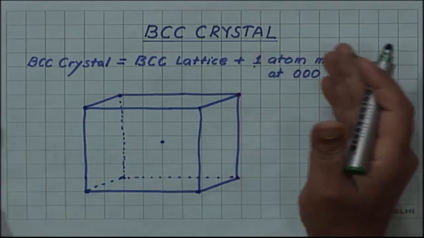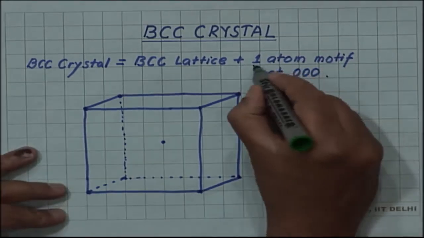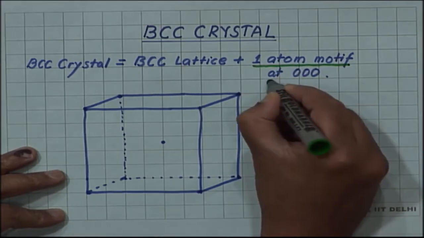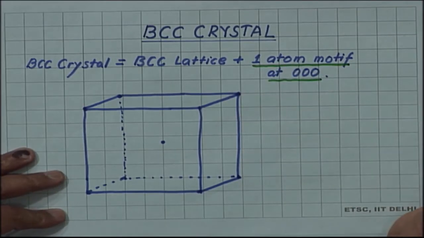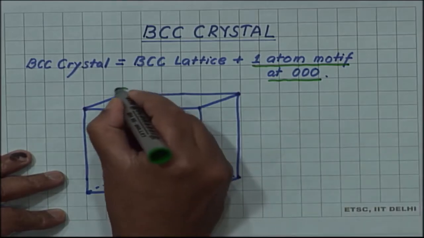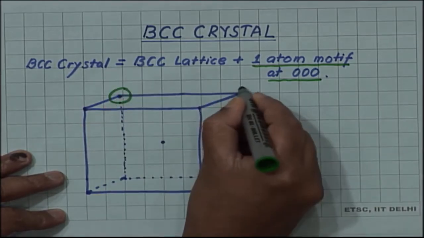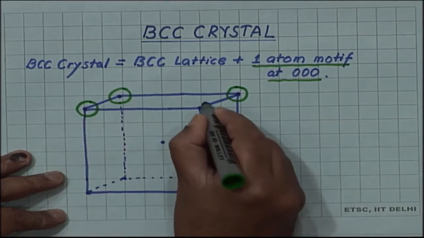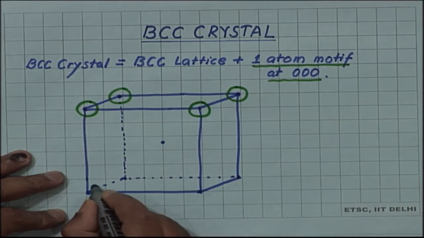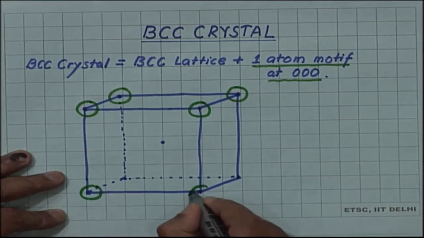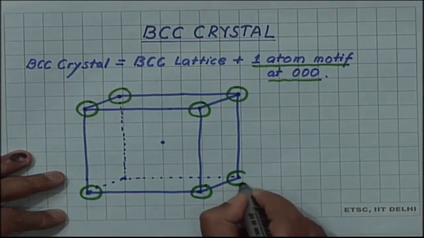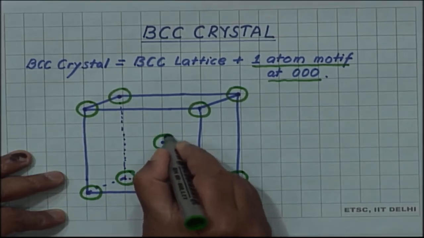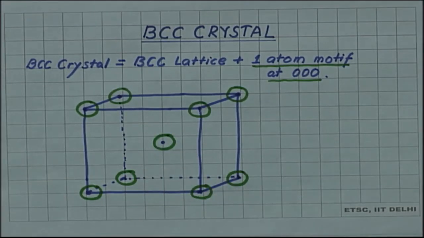So, this is just a lattice, not yet the crystal. The BCC crystal will be when I add to the lattice one atom motif sitting at each lattice point. So, I add an atom at each lattice point.